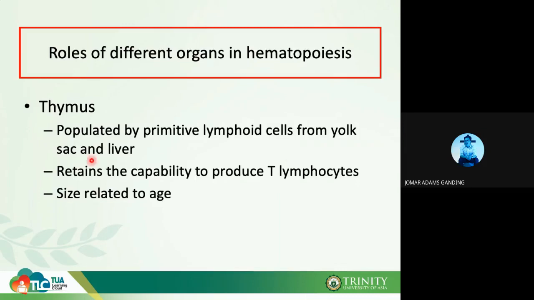Okay? So this one, so it retains the capability to produce T lymphocytes and its size are related to age. So it actually atrophies. So as you grow older, your thymus grow smaller and smaller and smaller and smaller. Are we clear? Clear po tayo?